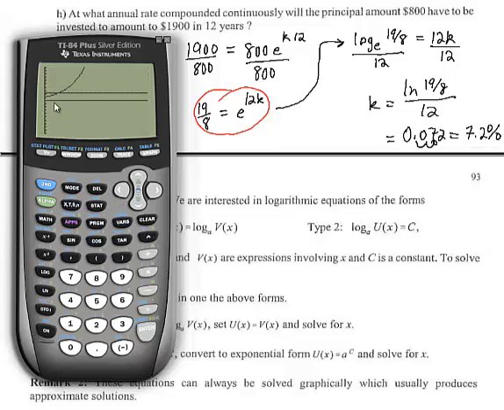So here you get a better look at the intersection, but at this point we simply go to second, calculate, intersect, hit enter, enter, enter, and we get 0.072, the exact same solution that we arrived at algebraically.